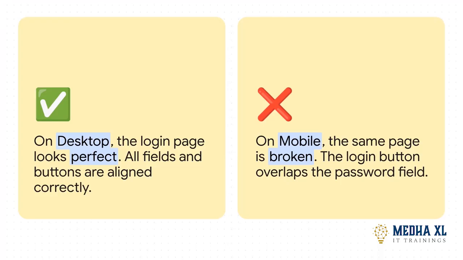Okay, check this out. This is the classic example. You're on your desktop and this login page looks great. Everything's lined up, it works, no problem. But then you pull up the exact same page on your phone and it's a disaster. The login button is completely covering the password field. You literally can't use it. It's the same app, but for that mobile user, it's a total dead end.